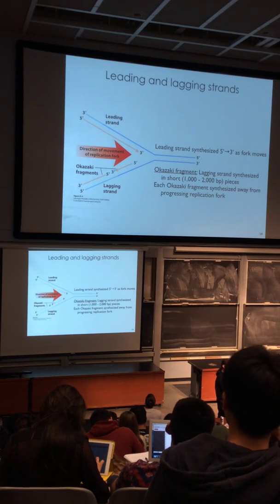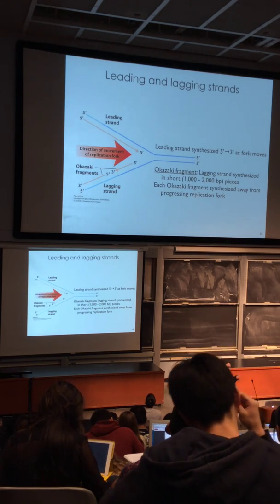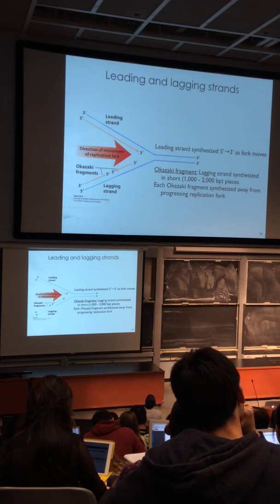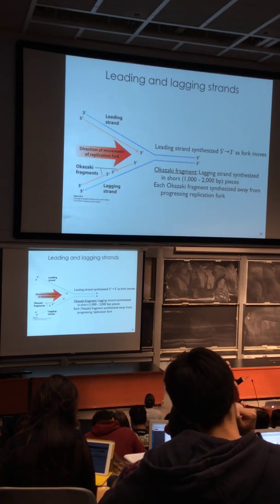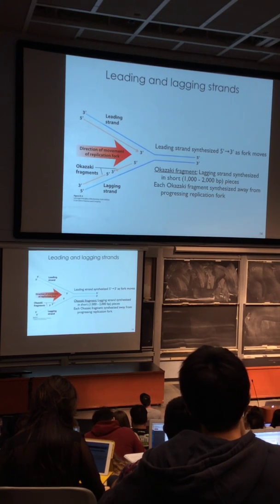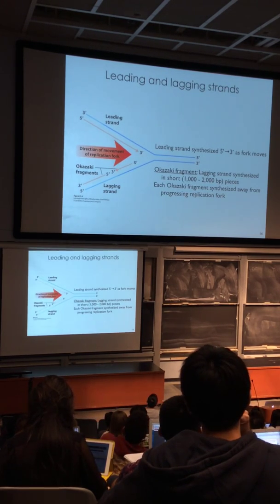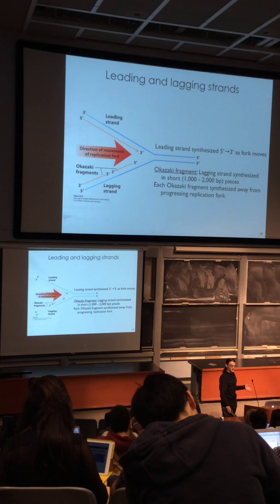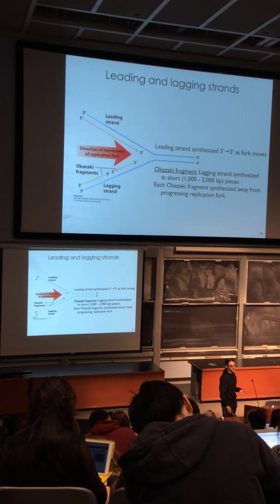coli, these are 1 to 2 kb long, and eukaryotes are actually even shorter, where the polymerase is taking steps of just a few hundred base pairs each time. Each fragment is synthesized away from the progressing replication fork, and the polymerase moves back and does another one, and so forth.